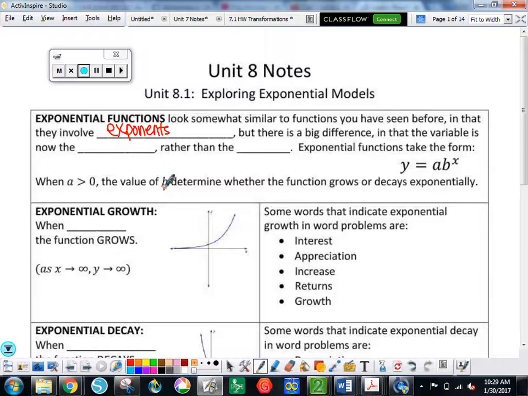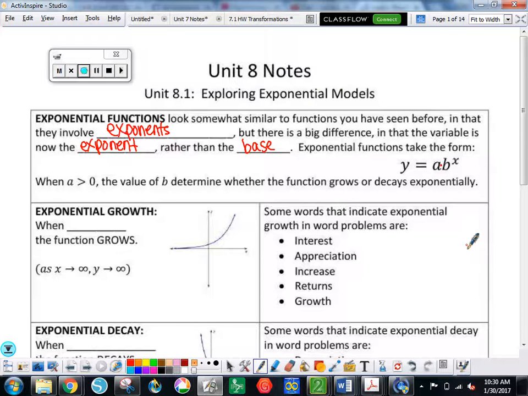Okay, moving on. So there's a big difference in that the variable is now, look at this, this is kind of the parent graph. The variable, the x variable, is now the power. It's now the exponent rather than the base. Exponential functions take the form y equals a times b to the x.